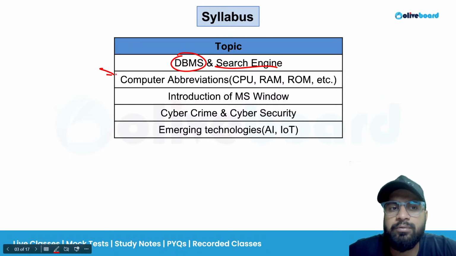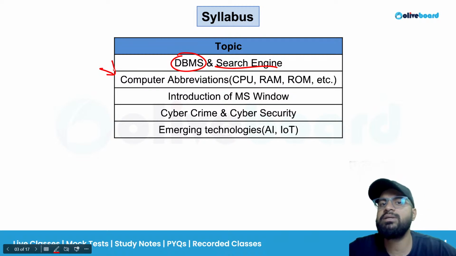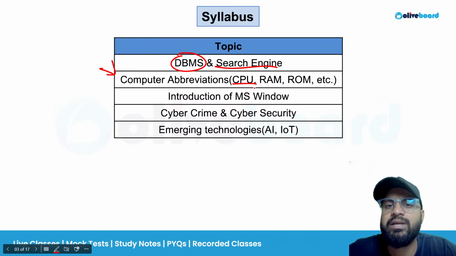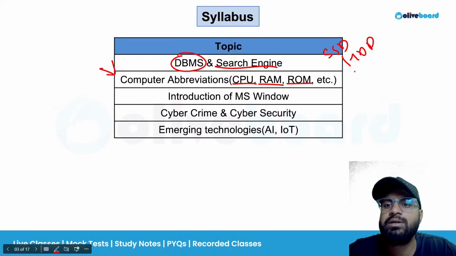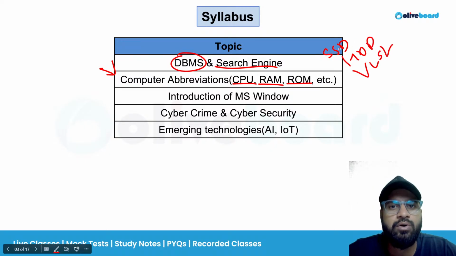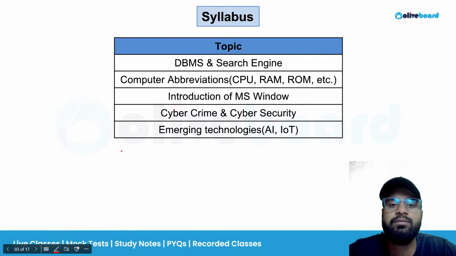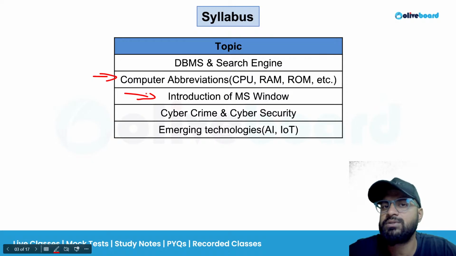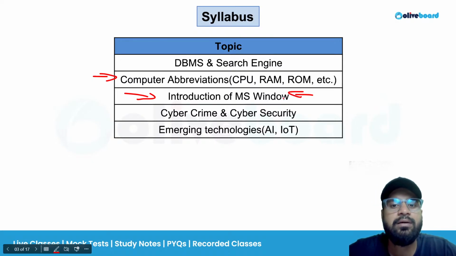Then we will go through computer abbreviations. Computer abbreviation means the abbreviations we have, like CPU, what is the full form of CPU, what is your RAM, what is your ROM, what is your SSD, what is your VLSI. So all the abbreviations that we use in a computer, we will discuss in this chapter. Then we have an introduction to Microsoft Windows. What is Microsoft Windows? What are the different shortcut keys? What are the functionalities of Microsoft Windows that we will discuss here?